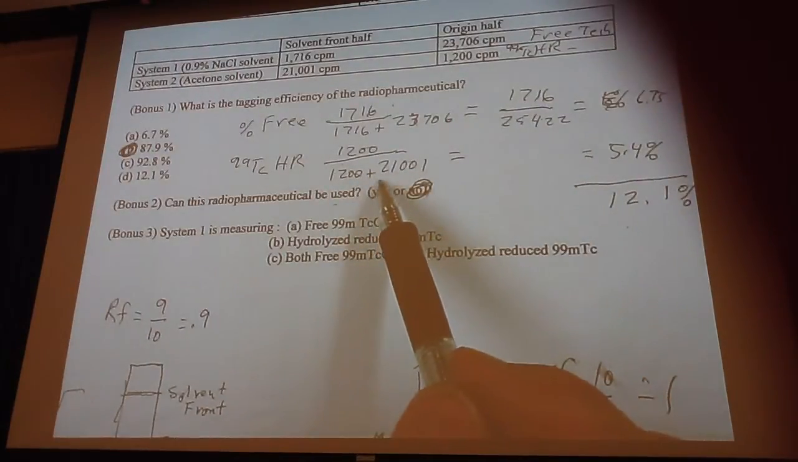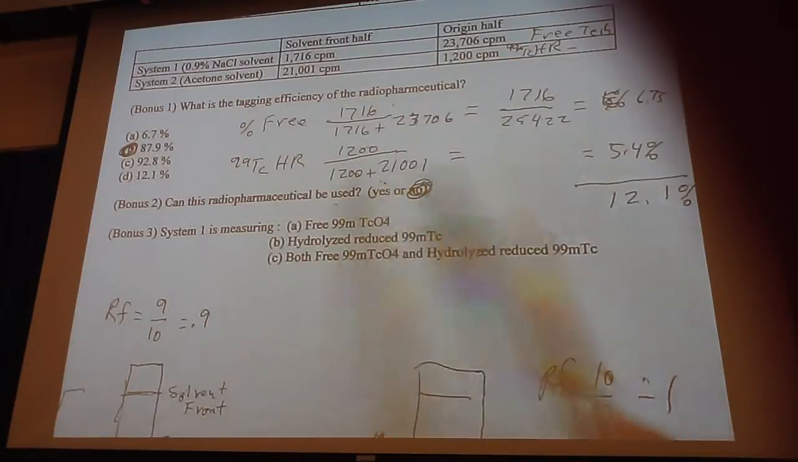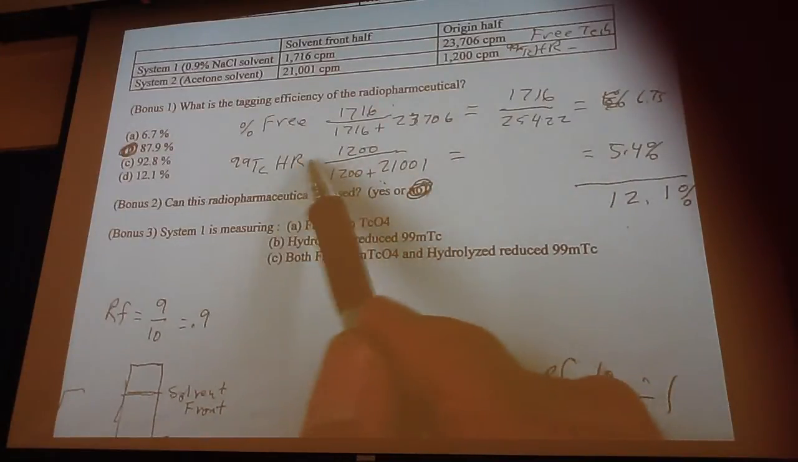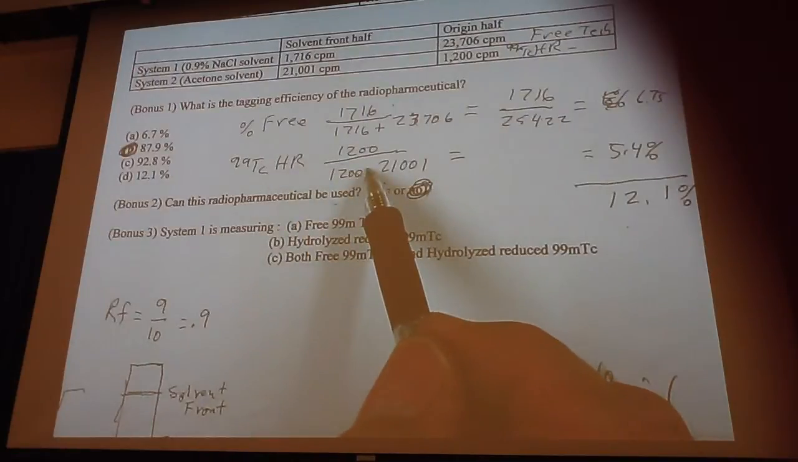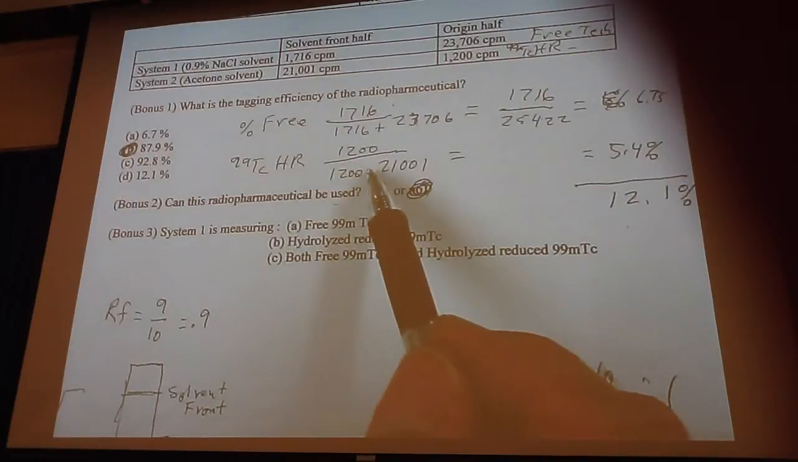Now, if you have a kit that has a lot of tin chloride in it, then this hydrolyzed reduced technetium will combine with that and actually form a particulate that gets filtered out by your liver, spleen, and bone marrow. So this will actually give you a bone marrow, like a liver spleen scan. Okay?